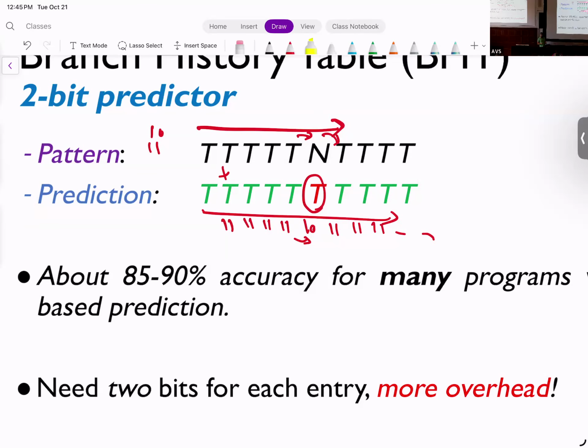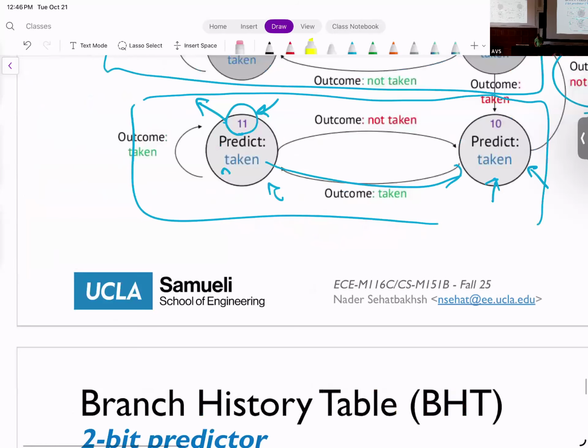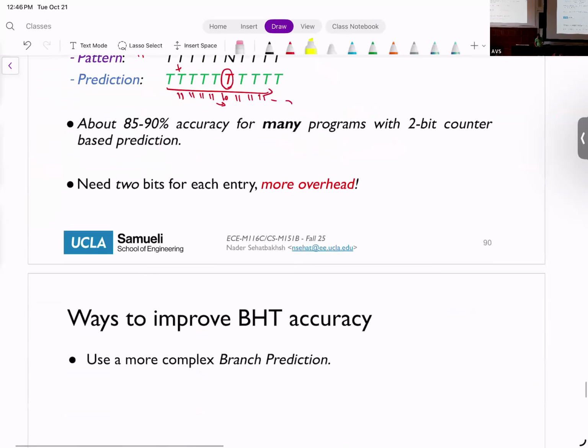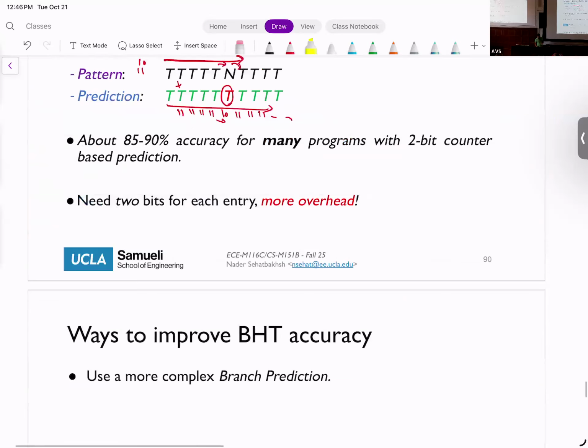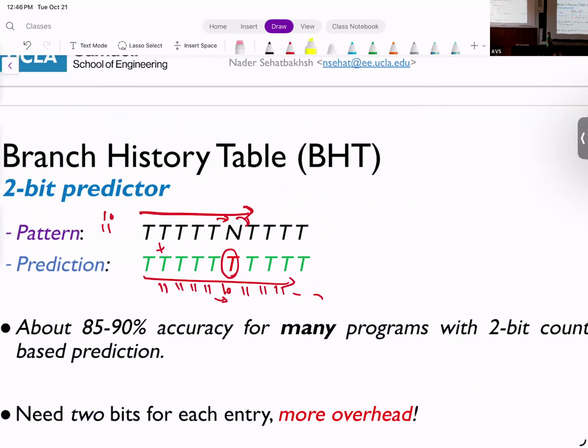But of course, the downside is now we need 2 bits of history, right? So what used to be a 1-bit BHT is now a 2-bit BHT, and we need to do this for every entry in your BTB table, right? So slightly more storage overhead. Okay. Any questions here?